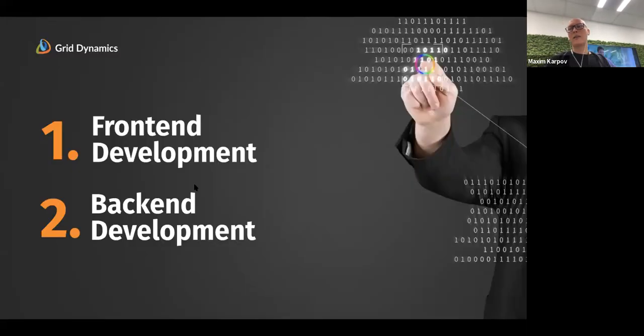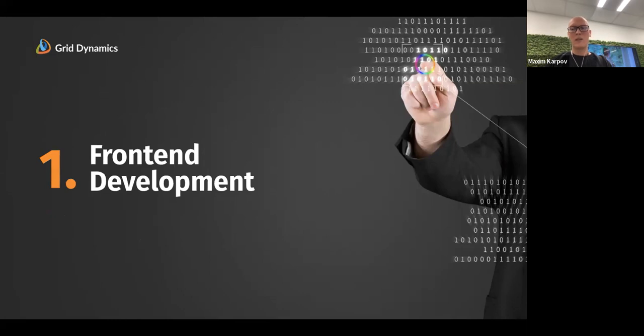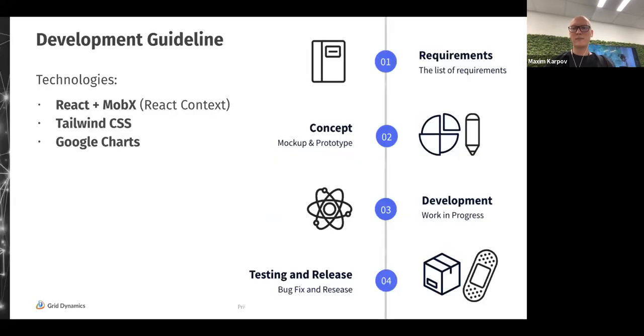I have divided the talk into two parts, the front-end development and the back-end development. The front-end development. The standard procedure is to collect requirements, make the concept, development, bug fixing and release, meaning the maintaining way. And we have technologies following our preferences.